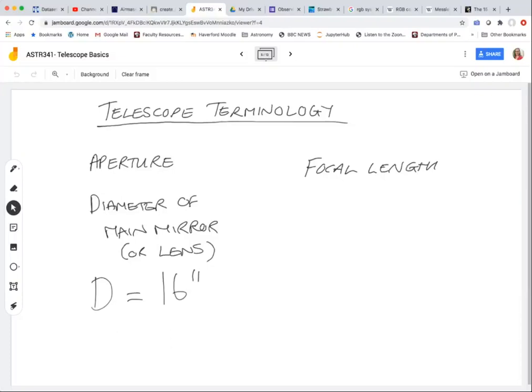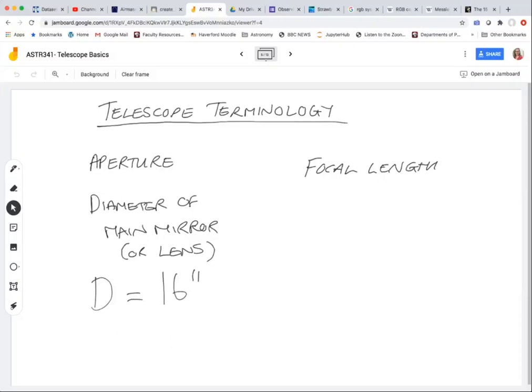And professional astronomers these days are building 8-meter telescopes, 10-meter telescopes. They're really, really big. 16 inches is big for the kind of telescope that we can have on a campus. I think Swarthmore has a 20-inch, possibly 24-inch. You can get bigger ones, but what we have is 16-inch.